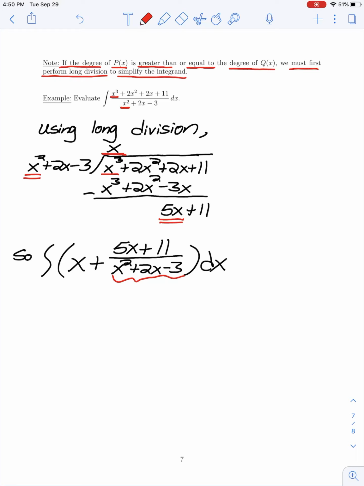So for that second term, I can make use of partial fraction decomposition. The first step there would be to factor the denominator completely. So this second term, 5x plus 11 over x squared plus 2x minus 3, has a denominator which can be factored as x plus 3 times x minus 1.